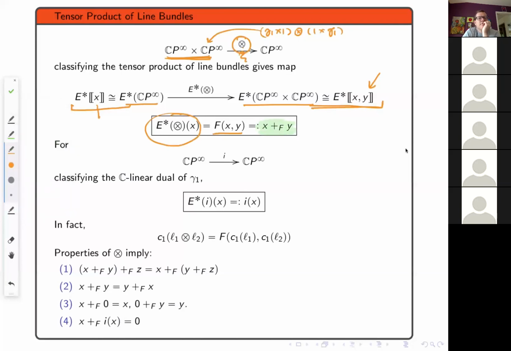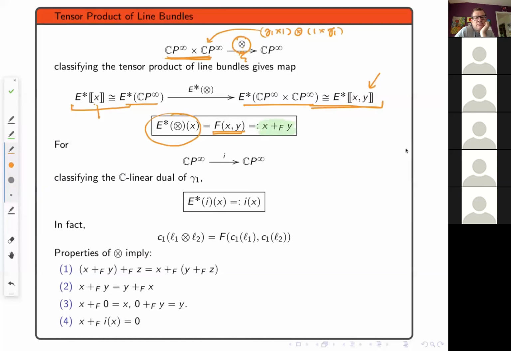So what does this mean? It just means that, okay? X plus sub F y is just a formal symbol that means the power series F of X, y, okay? But the useful thing about this notation is that it's just going to make everything feel natural. So that's why we have to accept it and internalize it, okay? So X plus sub F y is just a power series in two variables, X and Y, and it's the image of X under this map.